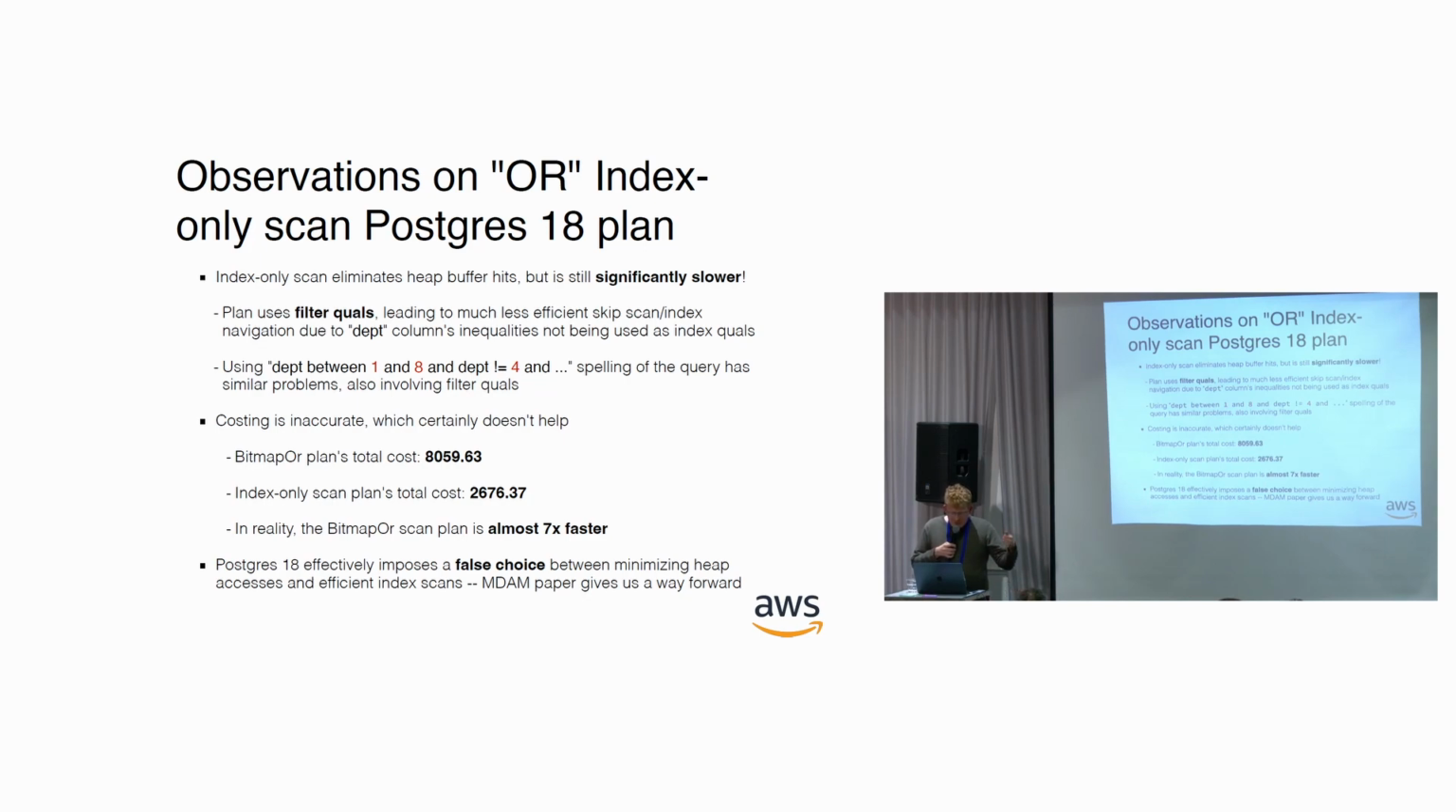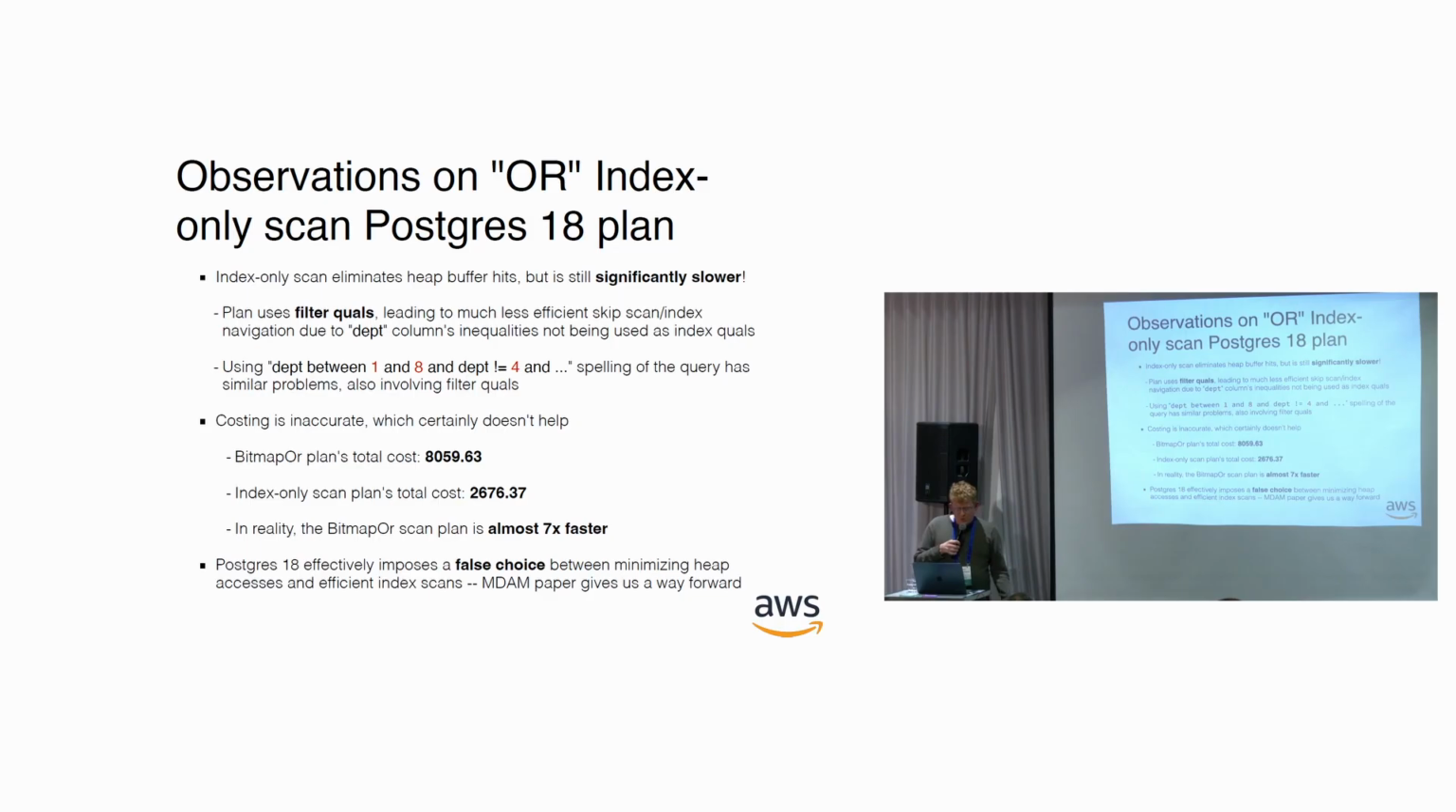The costing is not great here either, owing, I think, to the innate difficulty with costing a plan like this one. The statistics that are available are somewhat unreliable, so it's quite tricky to cost any index scan that's doing skipping, for all kinds of reasons.